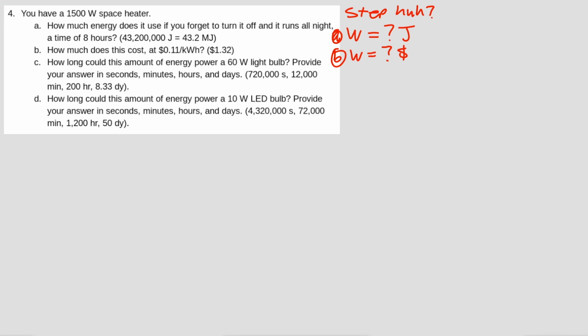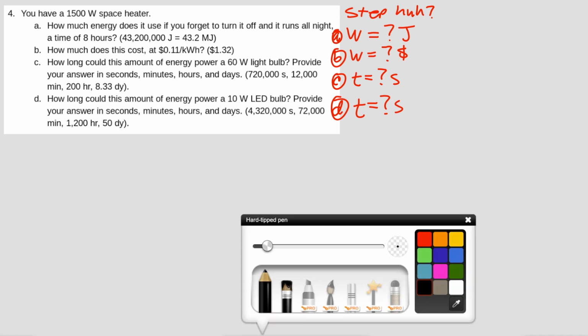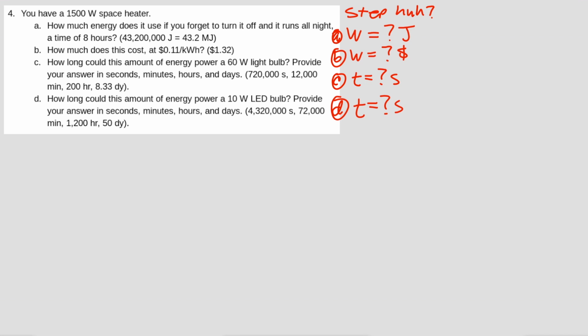Part C, if we had that amount of energy, how long could it power a 60-watt light bulb? So we're looking for a time. Time is equal to question mark seconds. And then part D, how much time could that amount of energy power a 10-watt light bulb? For these problems, we don't have to do sketches or anything like that. We just jump right into the math.